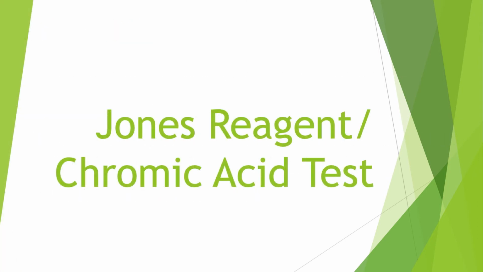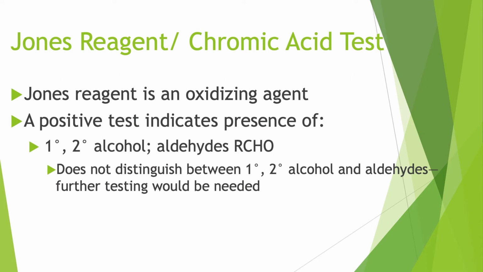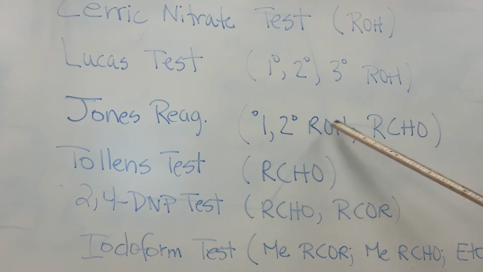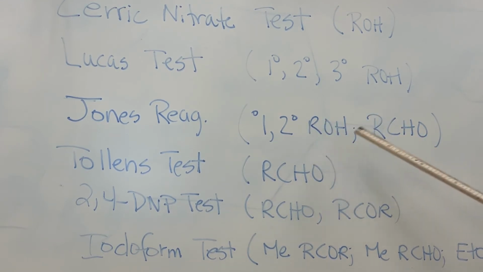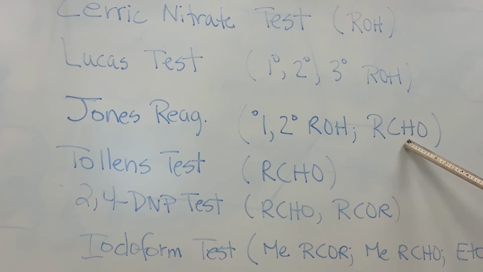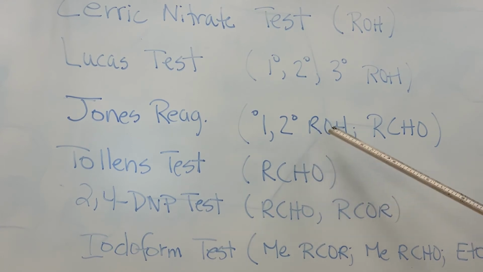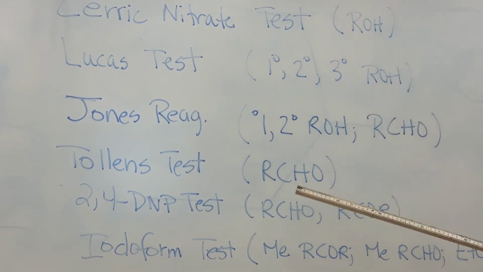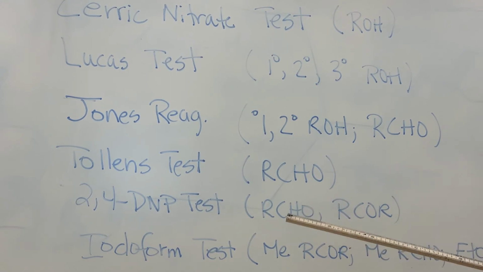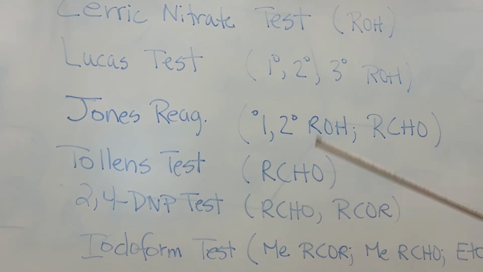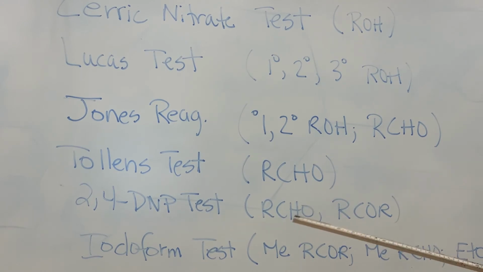Jones reagent, or I usually call it the chromic acid test, one and the same. It is positive for primary and secondary alcohols. It is an oxidizing agent, so primary and secondary alcohols can undergo a chemical reaction with that reagent, as well as aldehydes. So if you get a positive test, you can't just say I've got an alcohol, because there is the possibility that it could also be an aldehyde group. It does not distinguish between primary and secondary. And let me just say this too, sometimes when you do a chemical test and it's negative, you can get just as much information as if it's positive, because if it is negative, you know what you don't have within that structure.